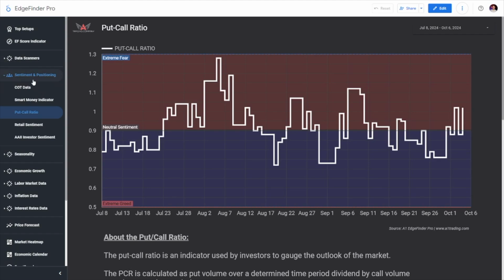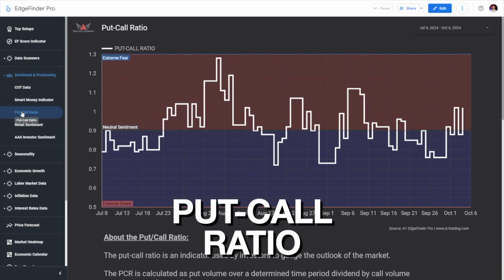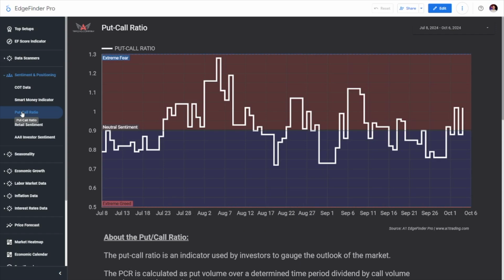Next up in the positioning and sentiment side of things is the put to call ratio. And the put call ratio is actually one of my favorite indicators in the entire EdgeFinder.